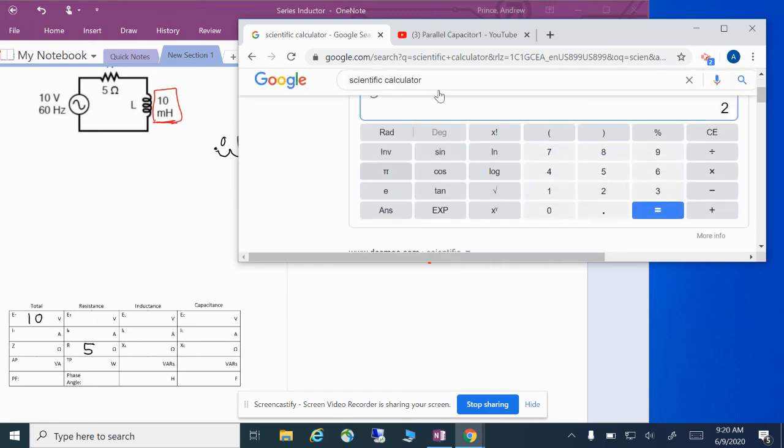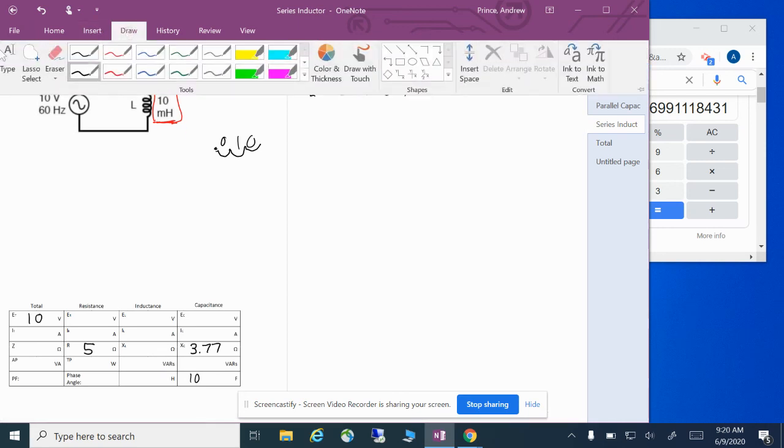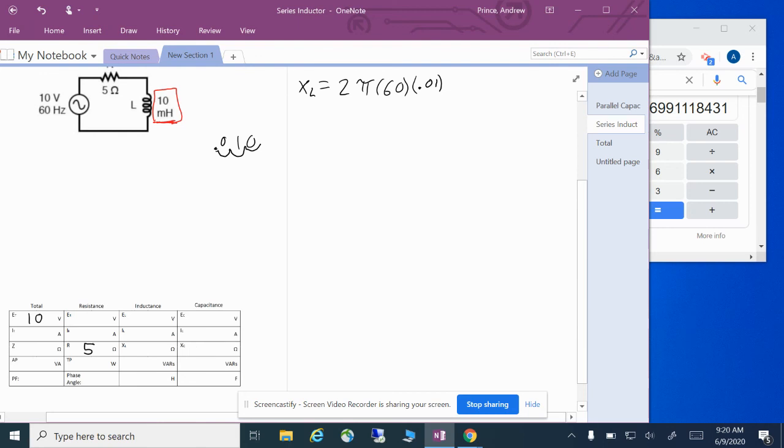2 pi times 60 times 0.01. That's going to give us inductive reactance of 3.77 ohms. Put that in the right category.